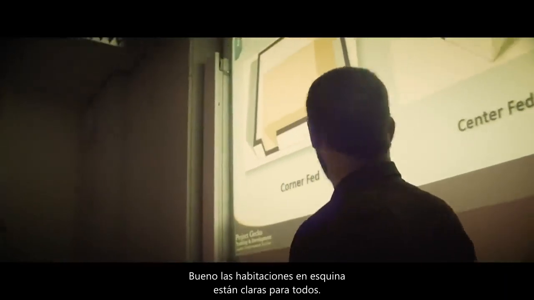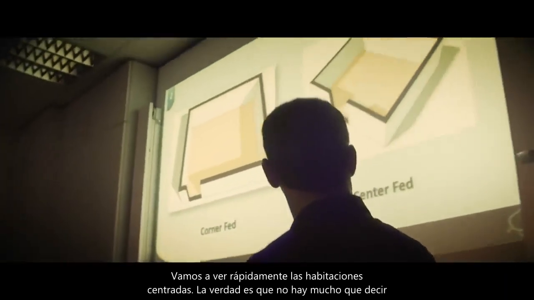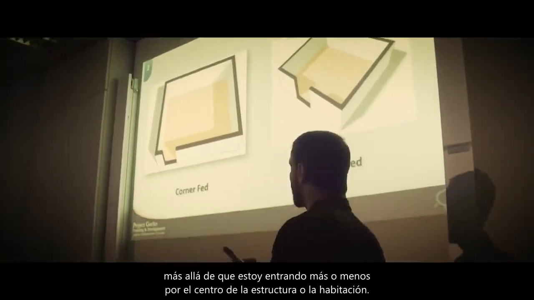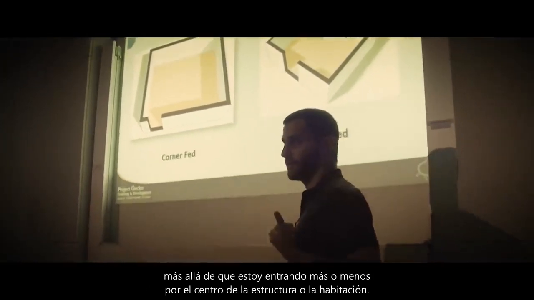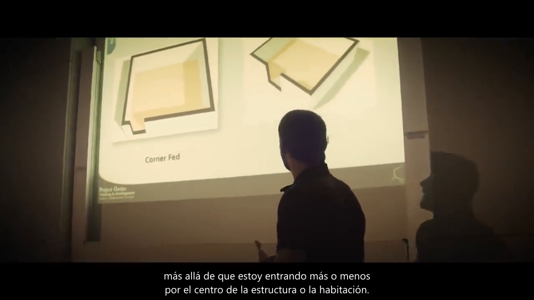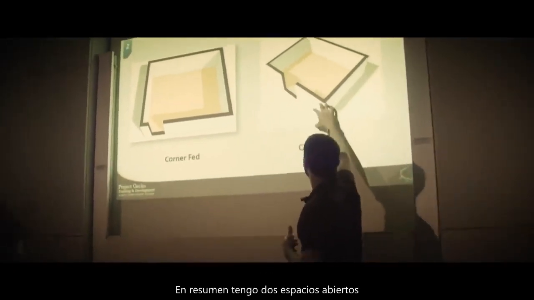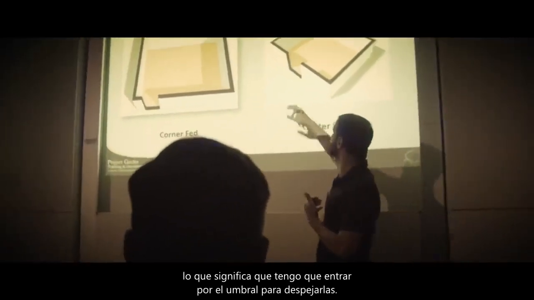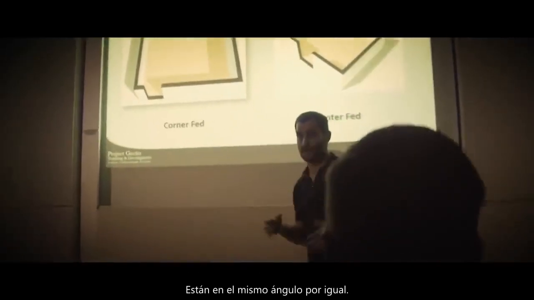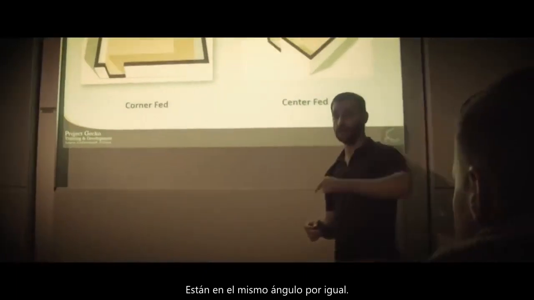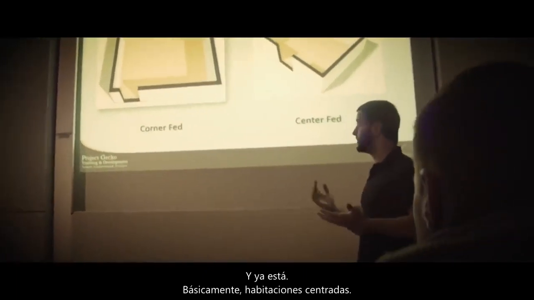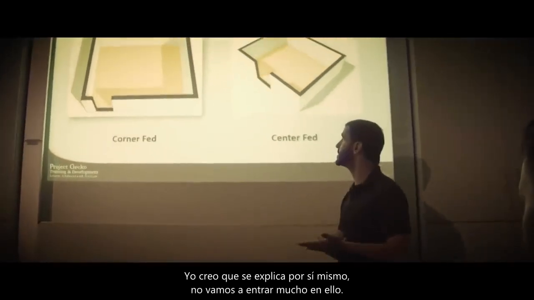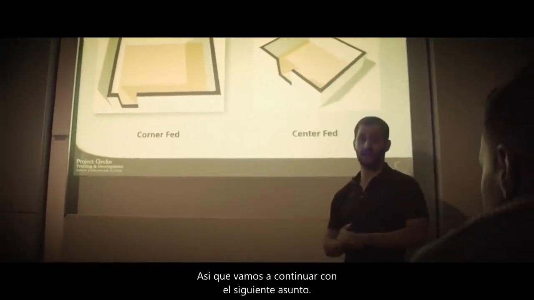Okay, corner fed is clear for everybody. Let's talk really quick about center fed. Honestly, there is not too much to talk about, but I'm entering relatively in the center of the structure or the room. Long story short, I have two empty spaces which we refer to as hard corners, meaning I have to get through the entry point in order to see them. They are equally on the same angle, okay? And yeah, basically center fed. I think it's pretty self-explanatory. We don't need to go too much into it, so we can continue to the next topic.